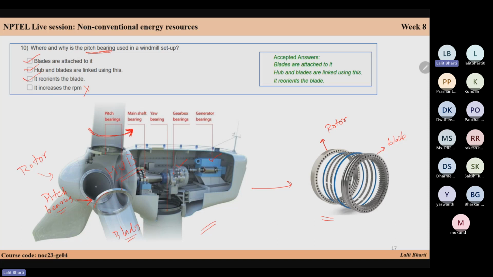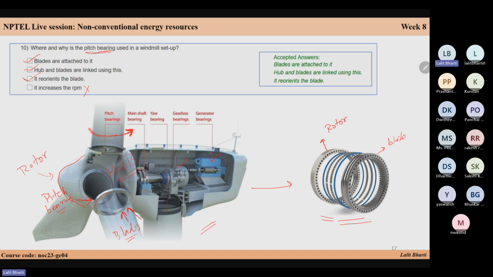So basically this is your rotor. This whole one is your rotor. This is your turbine and generators and all that stuff. And this is your pitch plug. These are your pitch bearings. So what does it do? And here are the larger images.